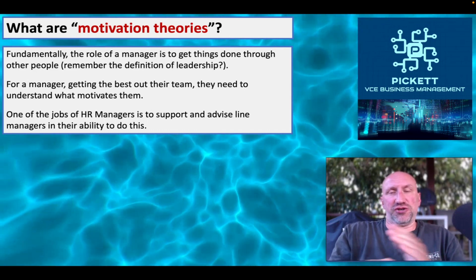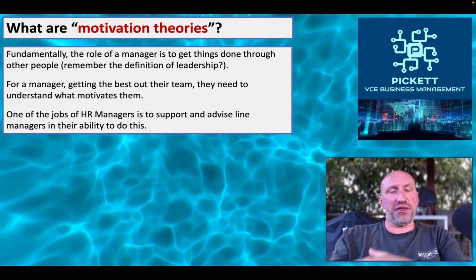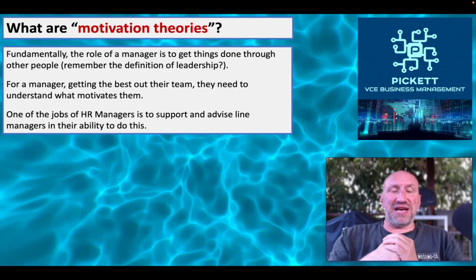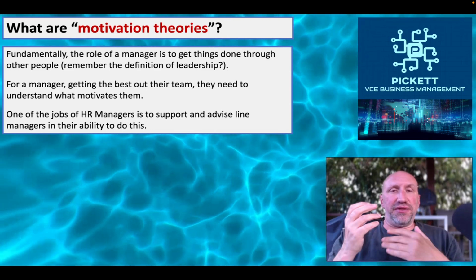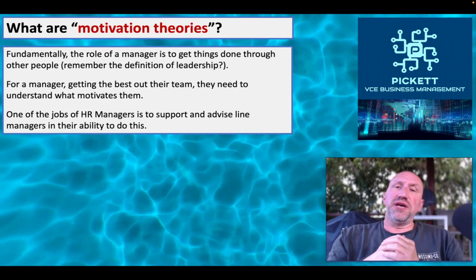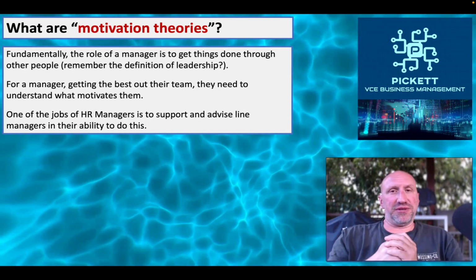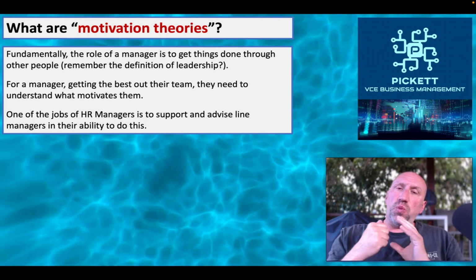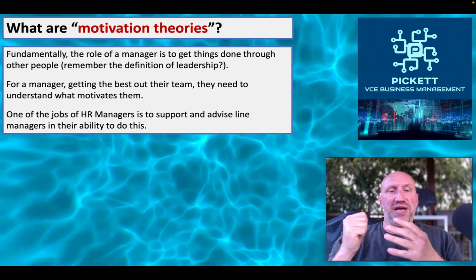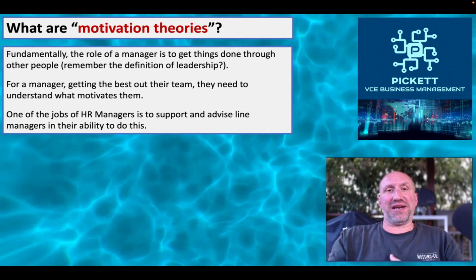Obviously, the manager can't do all of the work that needs to be done in the business themselves. They need to get that work done through their people. So for a manager, getting the best out of their team, to do that, they need to understand what motivates them. Makes sense. One of the jobs of human resource managers, now this whole outcome is on human resource management, so one of the key jobs of HR managers is to support and advise line managers in the business and help them to do exactly this.